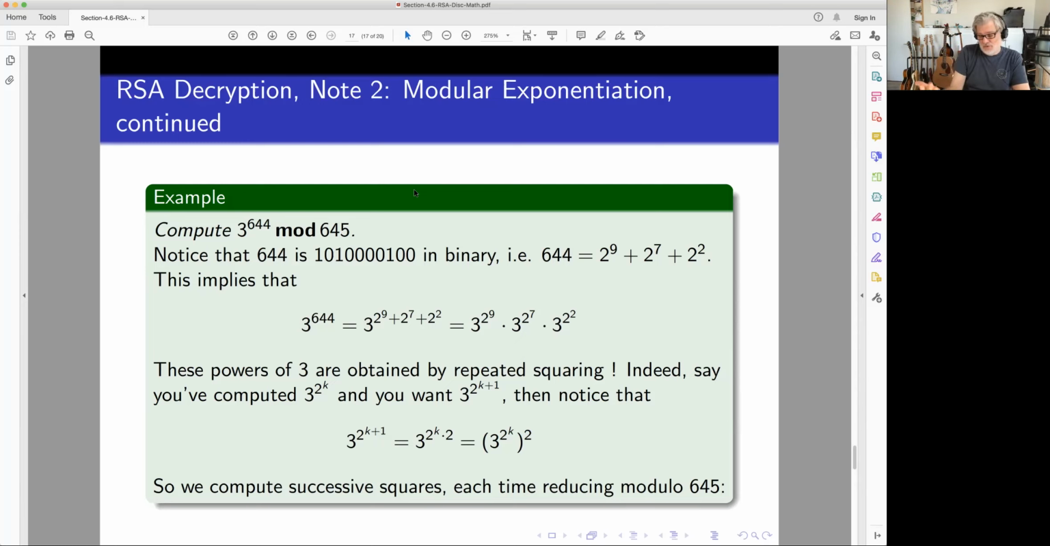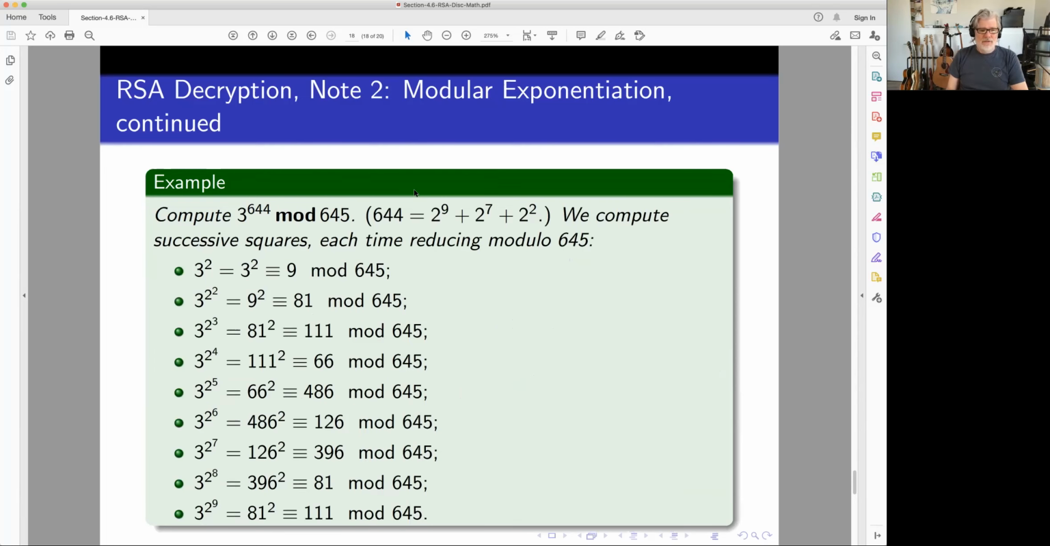Okay, so I'm going to show you what you get. I mean, you can do this by hand, but it's a bit painful. With a calculator, it'll be much easier, right? So I need up to power 2 power 9. So I'm going to look at successive squares of 3. So 3 squared is 9, and I'm reducing mod 645 as soon as possible. Then I square this, so 9 squared is 81. Then I square this, 81 squared.